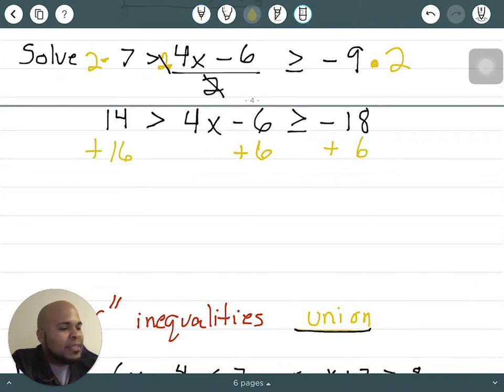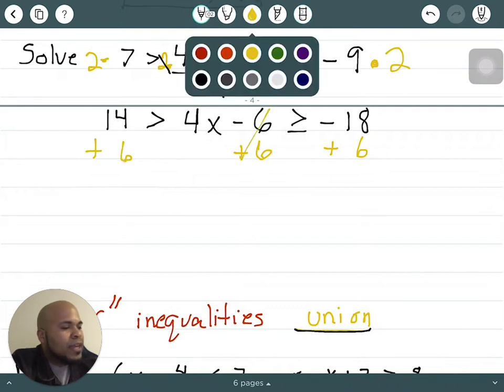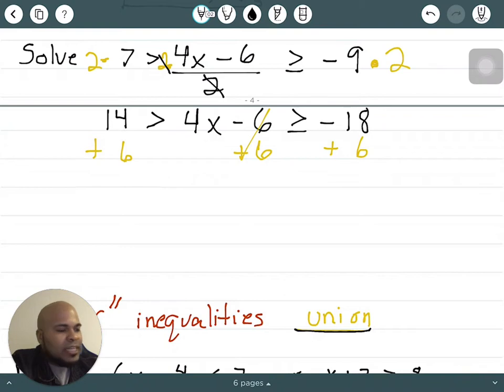You always cancel the number without the variable first. And then you're going to get that 14 plus 6 is just 20. Let me write it right here, 20, which is greater than 4x, which is greater than or equal to whatever that is, which is negative 12.